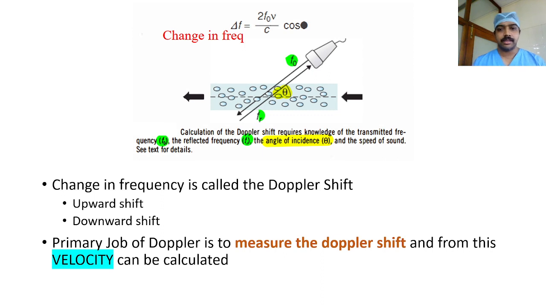So this is another example to show the Doppler shift. This is the transducer beam. We are sending in a sound wave, an ultrasound wave, and it gets reflected back. So there is an angle that is formed.